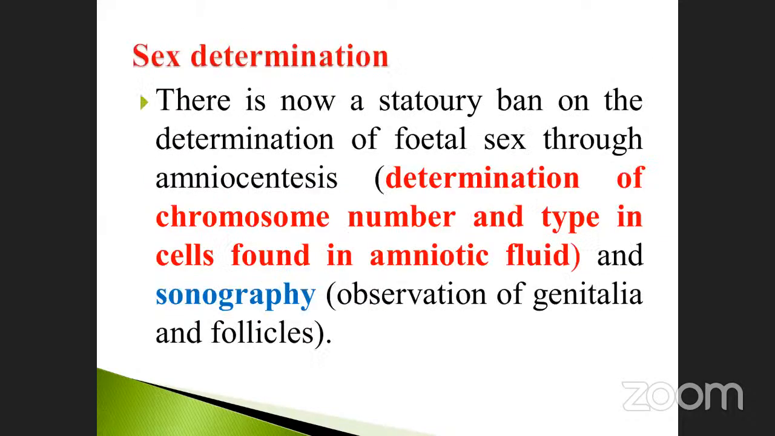The next one is sex determination. This is also very, very important. There is now a statutory ban on the determination of fetal sex through amniocentesis. This is another point. Before delivery, we cannot find out whether the baby is male or female, isn't it? But it is possible with amniocentesis, the determination of the chromosome number and the type in cells found in the amniotic fluid. Already we discussed it.